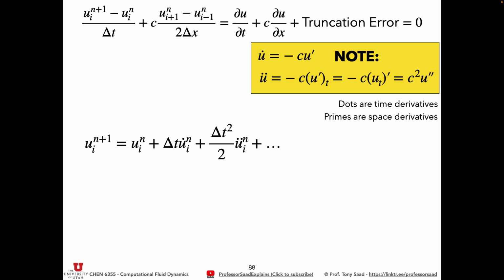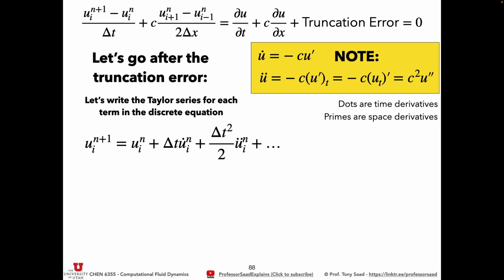So the second derivative, if you were to take this equation and differentiate it in time, you'll get another time derivative here. You do the substitution, you get c squared u double prime, which is the second derivative in space, okay? And the idea for the modified equation is we go after the truncation error. And here's how we will do this. We know this, and that's equal to 0.